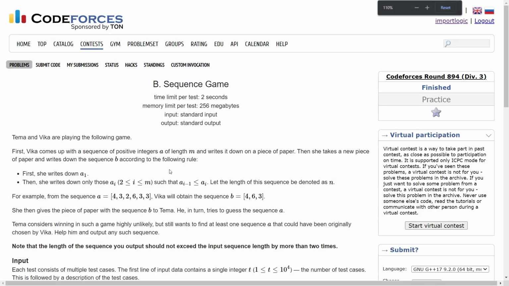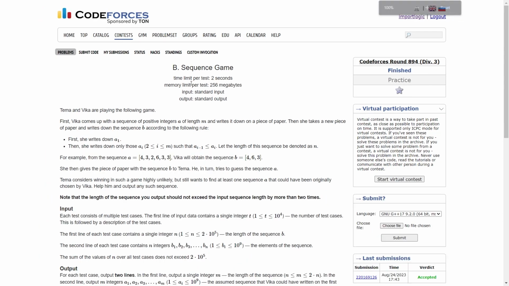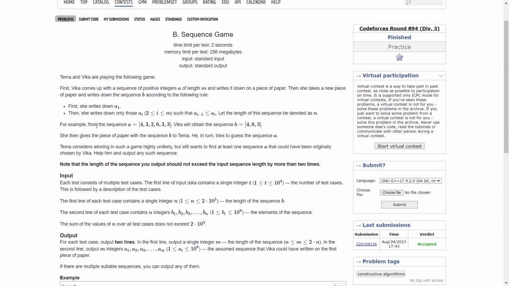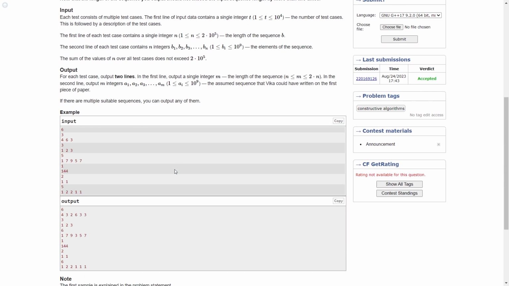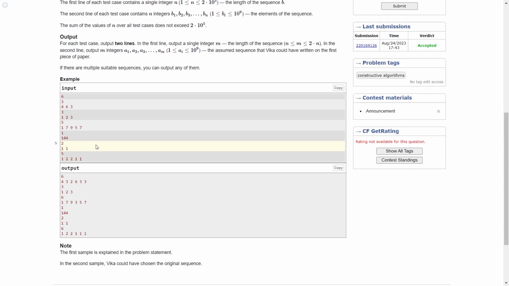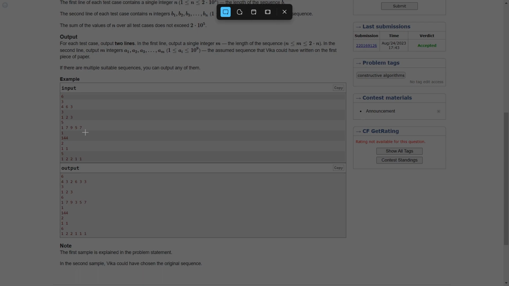Now let us have a look at the second problem. This particular problem was sequence game, and it says that we have been given a final sequence B, something like this. Now B was created by following certain rules, and we have to find one possible sequence A from which B could have been formed. If the size of B is n, the maximum size of A can be 2n. So this is a condition. Now I'll tell you the rules. What are the rules to form the sequence B? I'll take some example from here.